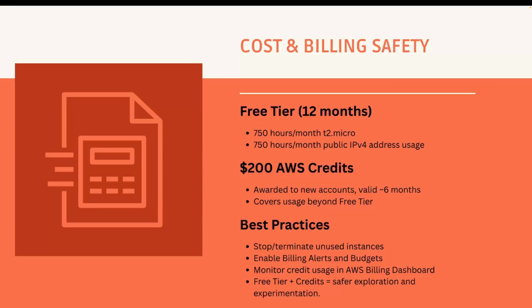AWS has also shifted to an AWS free model for over 30 services, including 750 hours per month of EC2 T2.micro, public IPv4 usage, and limited storage for S3 and RDS. So, use your credits wisely, monitor usage, and most importantly, set up billing alerts. That's what we are going to do right now.